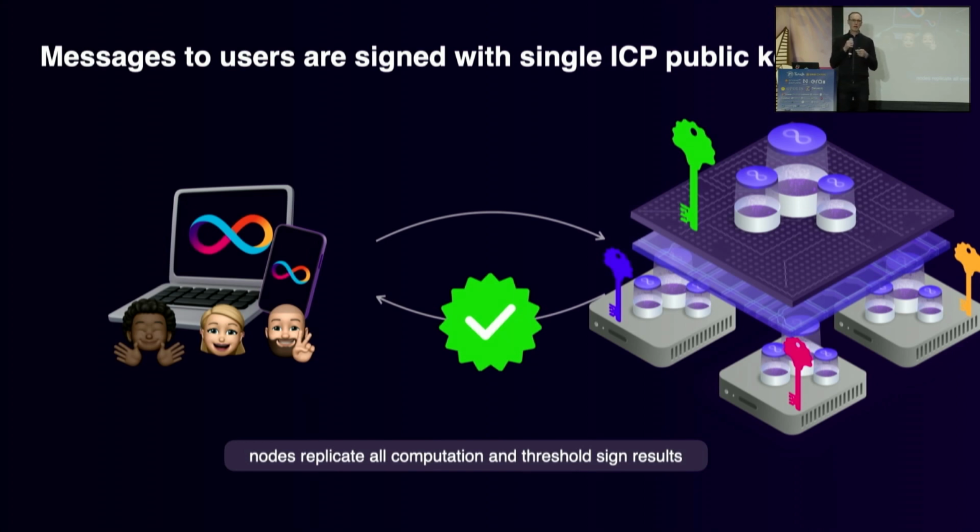And then whenever results like smart contracts are computed, each of these replicas runs these smart contracts, computes the result, and signs the results with their respective secret share. Then, through consensus and so on and so forth, these signature shares are combined into the signature that is then sent to the user.